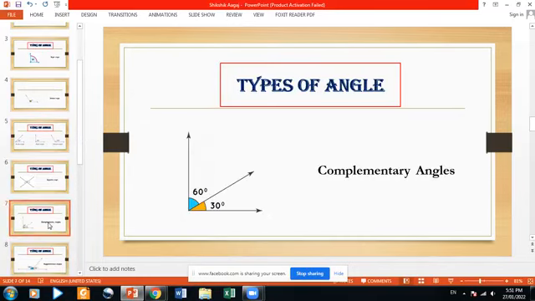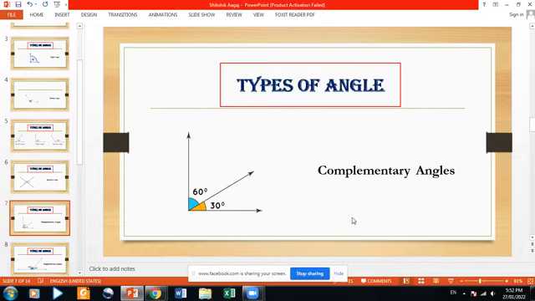Next, this is complementary angles. There are two angles, this is 1 and this is 2. In yellow it is 30 degrees and in blue it is 60 degrees. Here is a pair of two angles. If we add their measurements, they will be 90 degrees. So the sum of the two angles is 90 degrees, and we are seeing complementary angles.